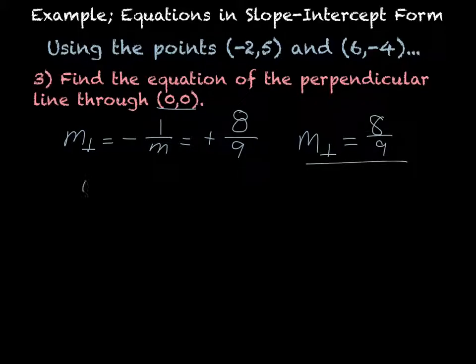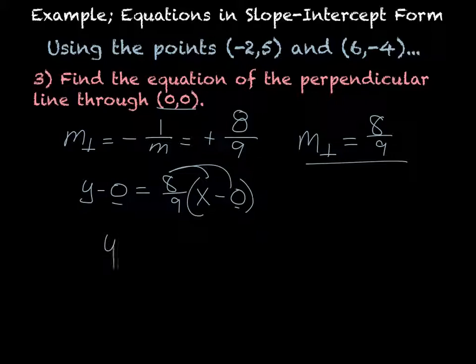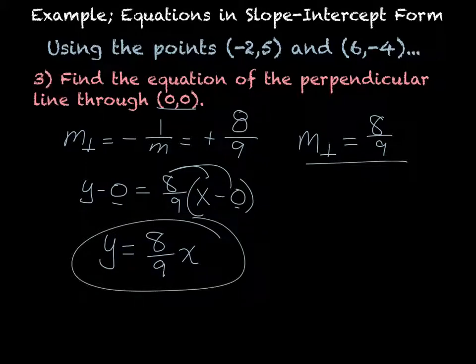All right, so now I have y minus 0 equals 8 over 9 times x minus 0. Make sure that if you're not trying to go through the point 0, 0, then you put in your other points for 0 and 0. It's just lucky that it happens to be that point. So we add the 0 over, we distribute in our 8/9, and we have y equals 8 over 9x as our final equation.